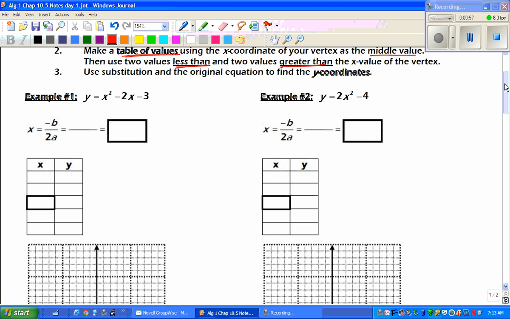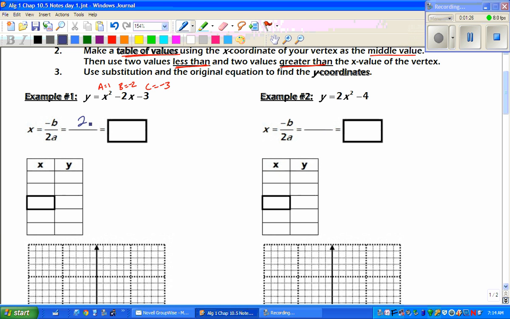So, example number 1. Y equals x squared minus 2x minus 3. We need to know that A is 1, B is negative 2, and C is negative 3. Okay, so the first thing we have to do is to find the vertex, the x-coordinate of the vertex. And we use the opposite of B over 2A.